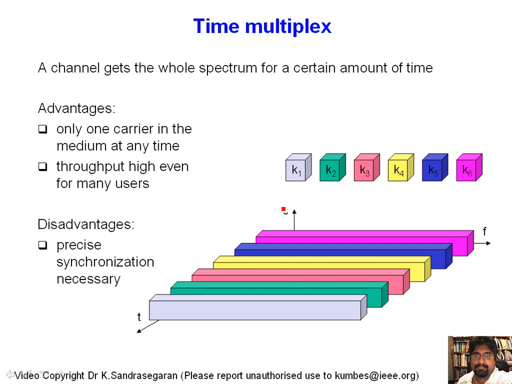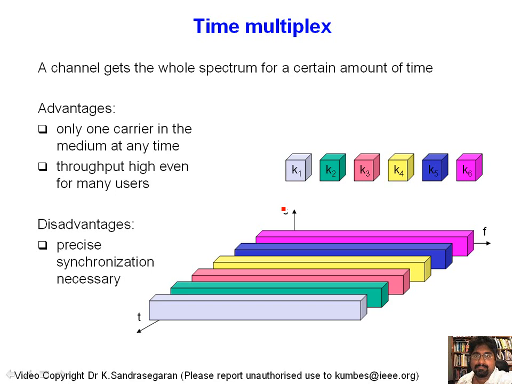So here basically everybody gets allocated a slice of time, and they transmit in that time. As opposed to frequency division multiplexing, in time division multiplexing you're only using one carrier at any point in time, because everybody's transmission is transmitted on one carrier frequency.